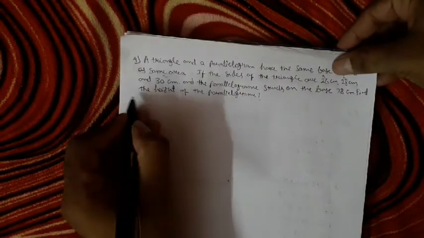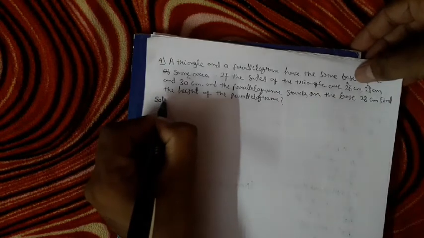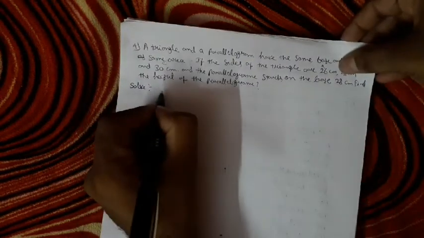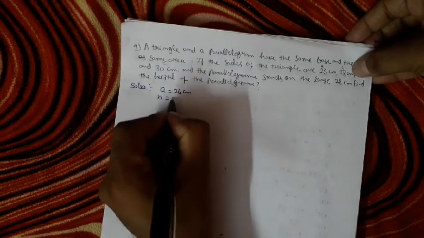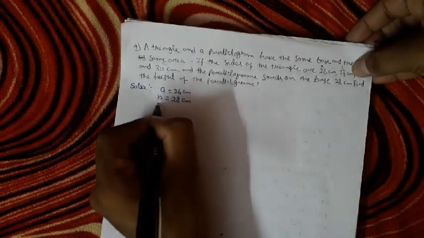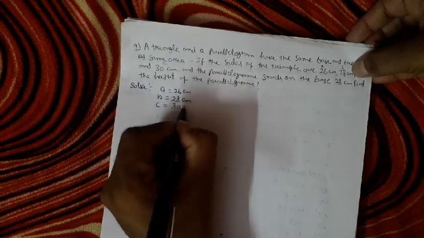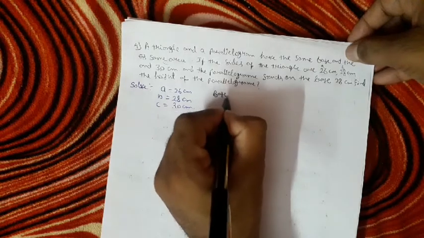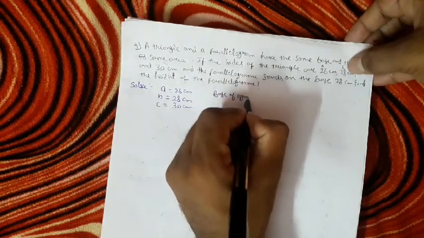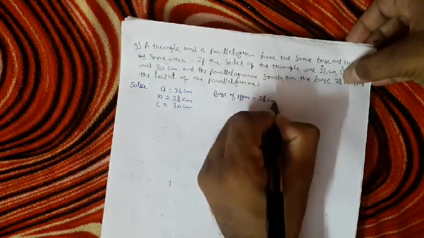So let us start. What we can do first, we have A, 26 centimeter, B we have 28 centimeter, and C we have 30 centimeter. And one more thing, we have the base of parallelogram given as 28 centimeter.